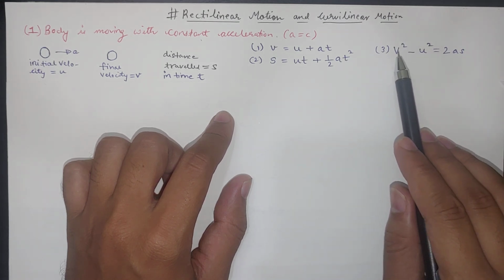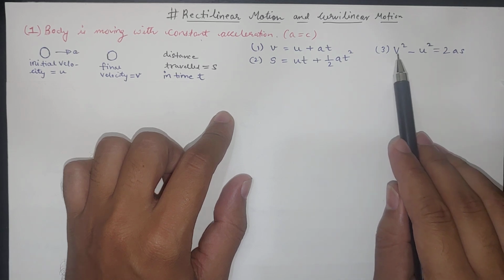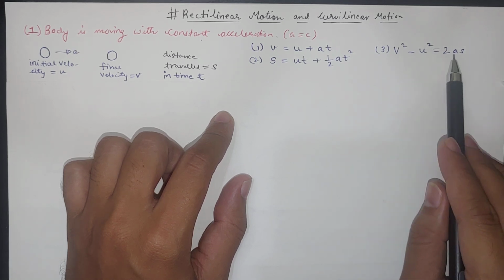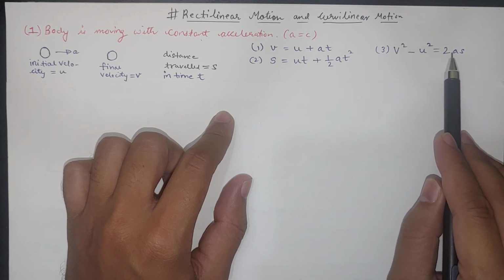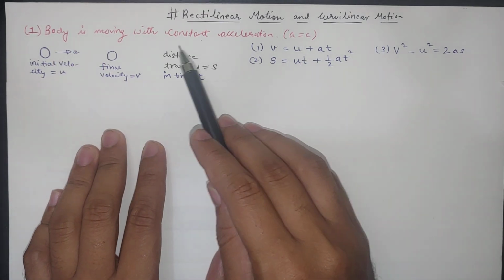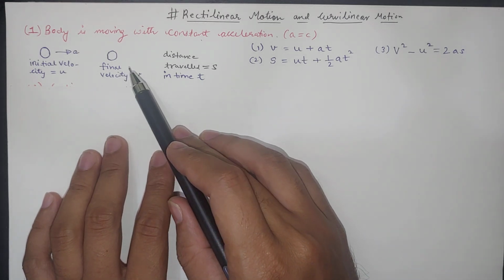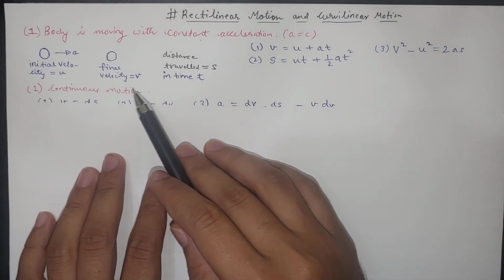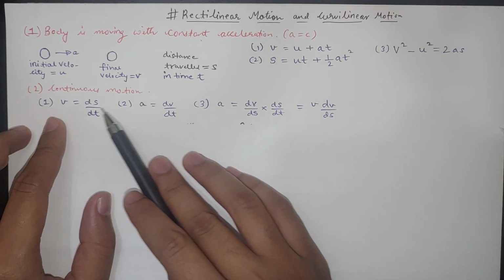The third equation does not include time, so if we have a relation between initial and final velocities, acceleration and distance traveled, it's v square minus u square equal to 2 into a into s. So these three equations are used to solve the problems of constant acceleration where the body is moving in a straight line.